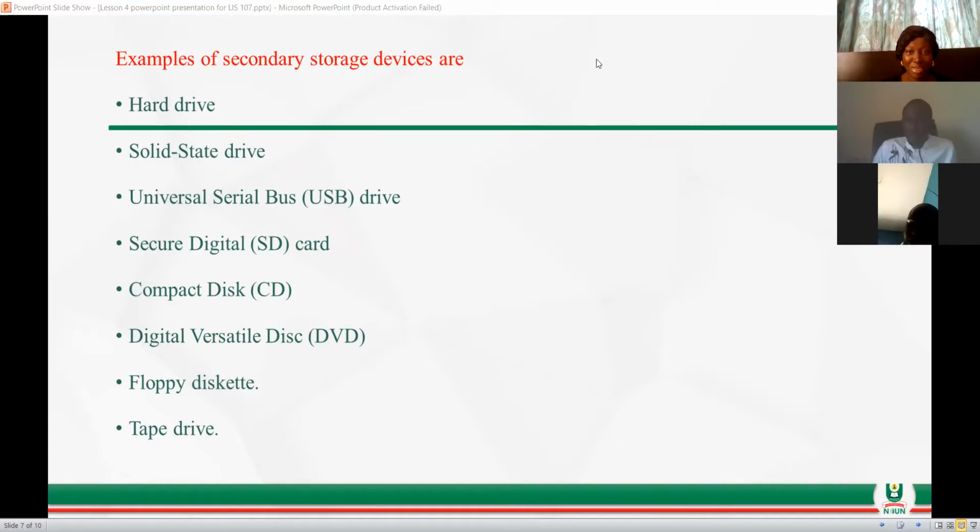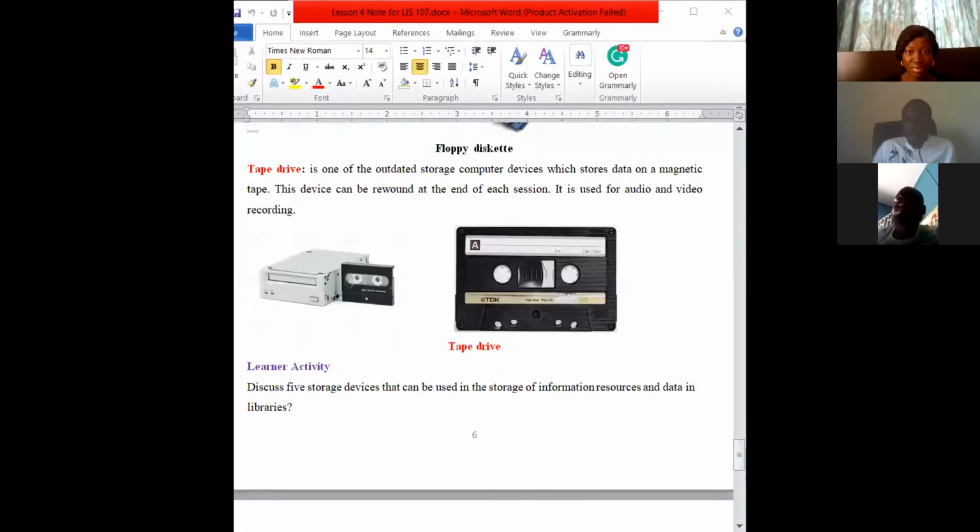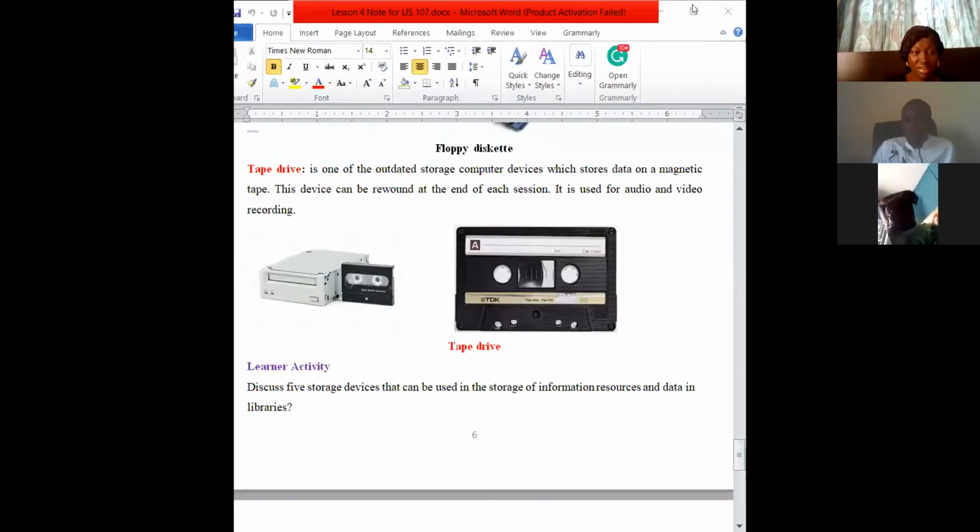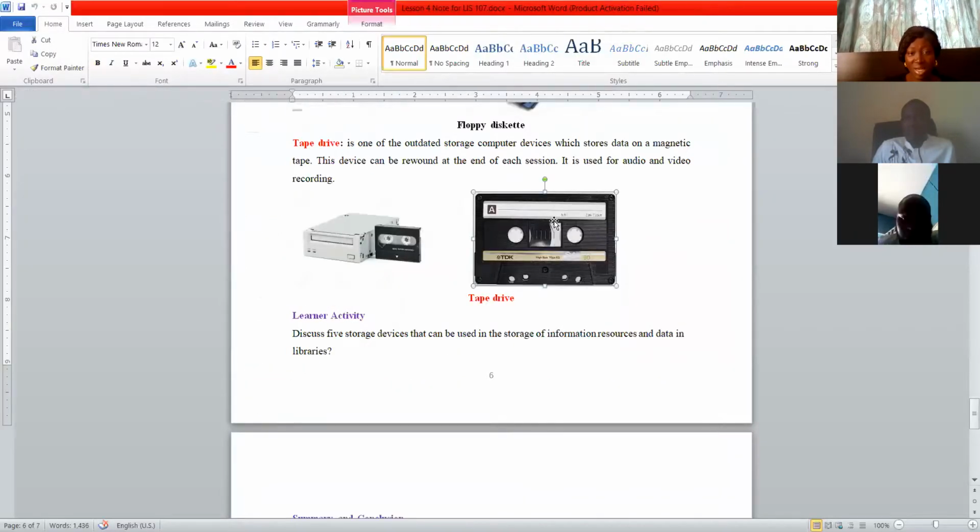Okay, permit me to stop sharing this. I'm going to share, okay, let me share. Okay. Now, can you see my screen? Can you see this image?